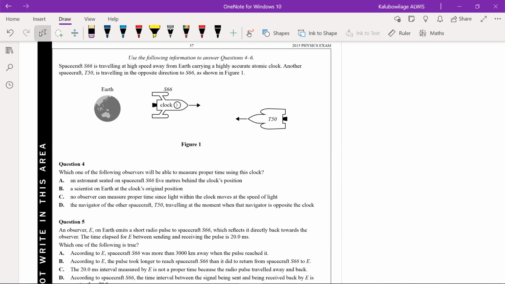Which one of the following observers will be able to measure a proper time using this clock? So it'll just be S. It's not seen on spacecraft S66.